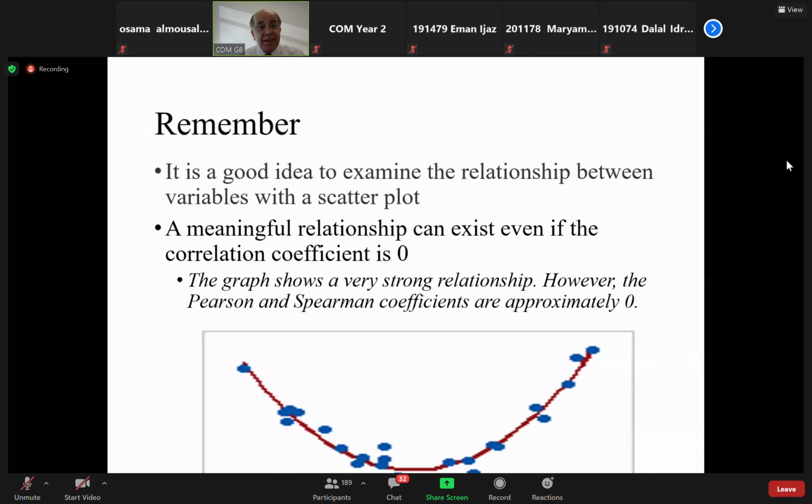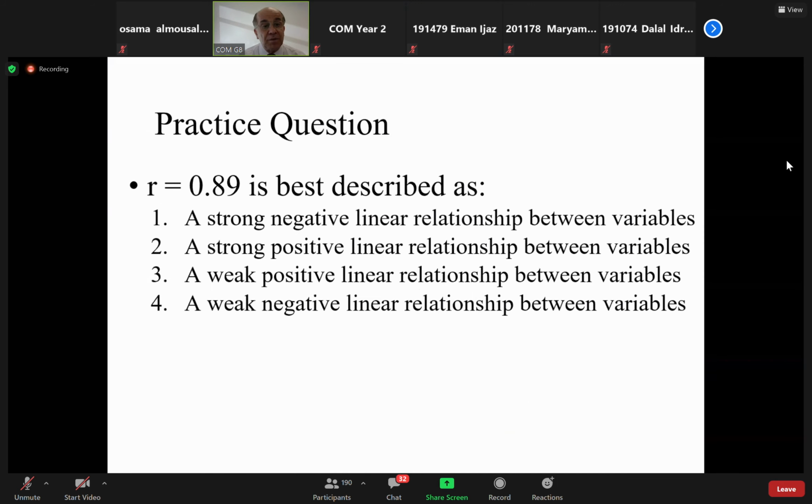And again, remember that it's a good idea to examine the relationship between variables using a scatter plot. And if the relationship is not linear, both correlation coefficients will give you 0 or close to 0. It doesn't mean there is no relationship. It means there is no linear relationship. Remember that, please.